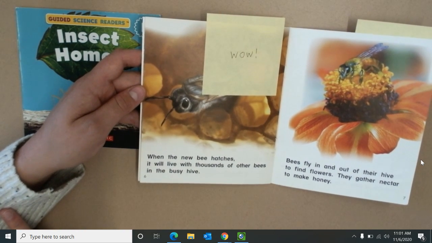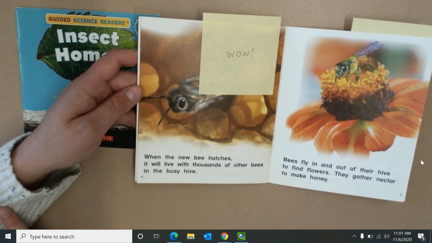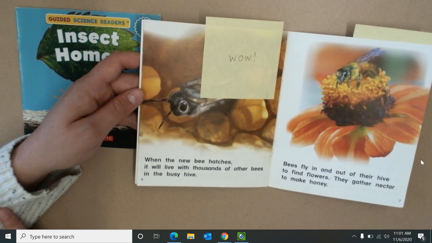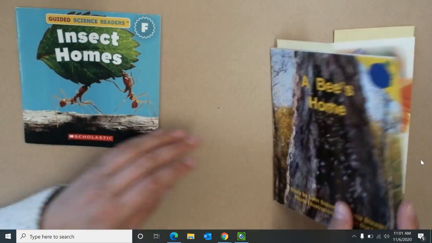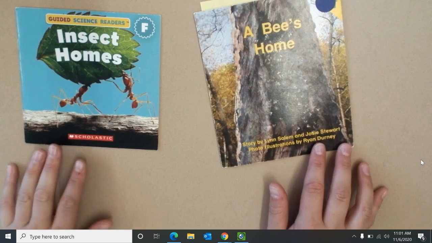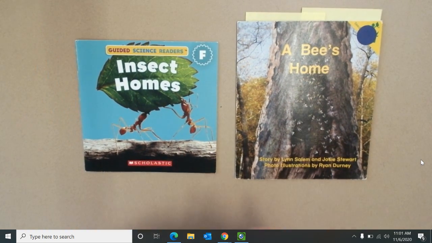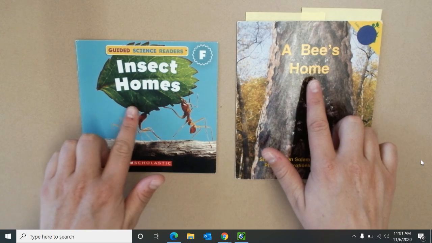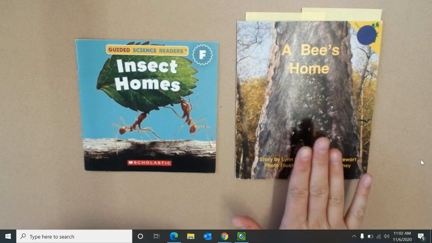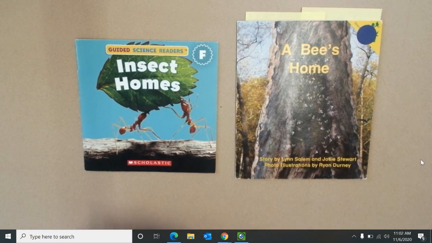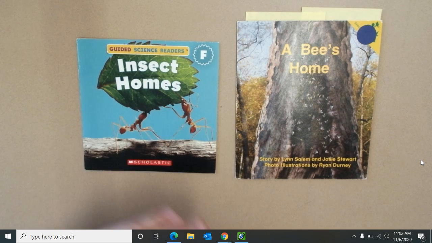So don't forget, as you're reading nonfiction books, it's so important to be stopping and thinking about what you're learning and asking questions. But today we're going to think about similarities and differences. So when I look at these two books, friends, I see the word homes on both pages. That means here in this book, we are just learning about a bee's home. But in this book, we're learning about all different insect homes. So that is a difference. It is not the same.